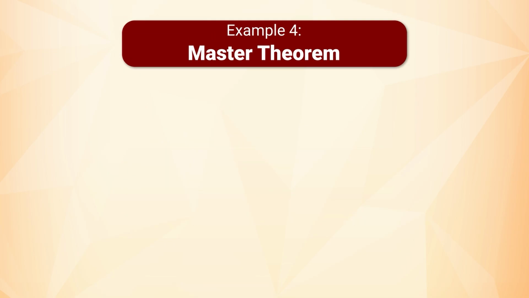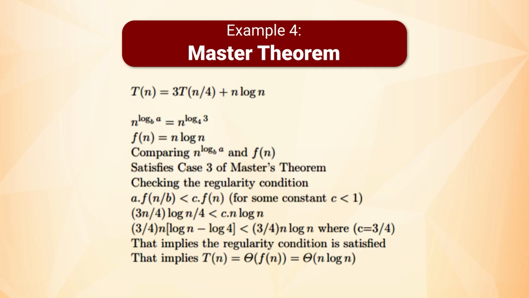And the last, that is the master theorem, example 4. Here again we calculate the value of n to the power log a base b, that is 3 base 4, and f n equal to n log n. So, comparing n to the power log a base b and f n, this is the case of master theorem third. F n equal to omega n to the power log a base b for some constant epsilon greater than 0, and a into f n by b is less than equal to c time f n for some constant c less than 1. So, in this case T n equal to theta of f n.